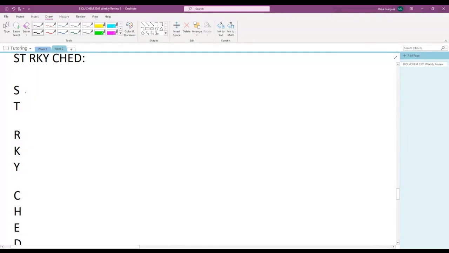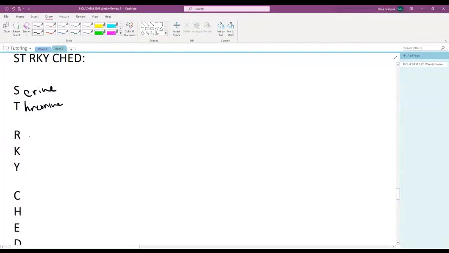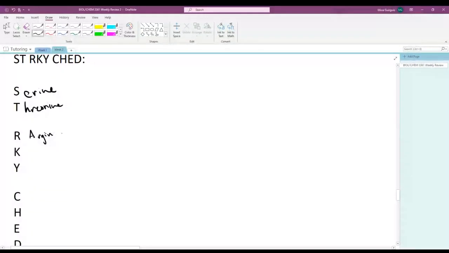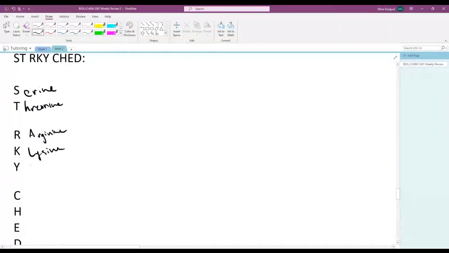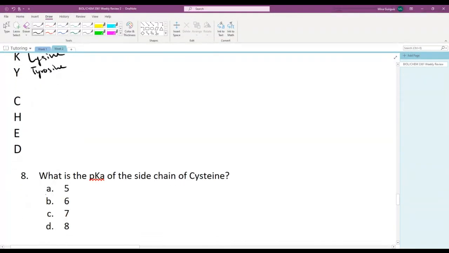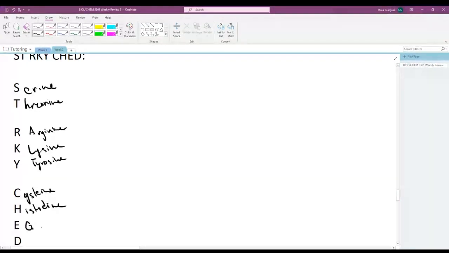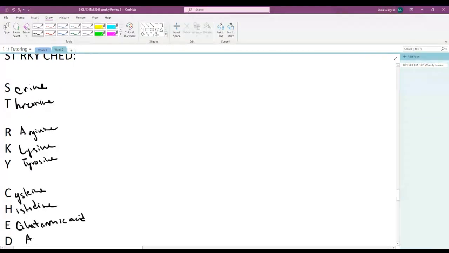Serine, yes, excellent. All right, and I'm just going to go ahead and go through the rest of these. T is threonine. R is arginine. Arginine, lysine. Y is tyrosine. C is, that's not there. Okay, cysteine. Is histidine. E is glutamic acid or glutamate, depending on whether you're in the acid form or the conjugate base form. And D is aspartic acid or aspartate.